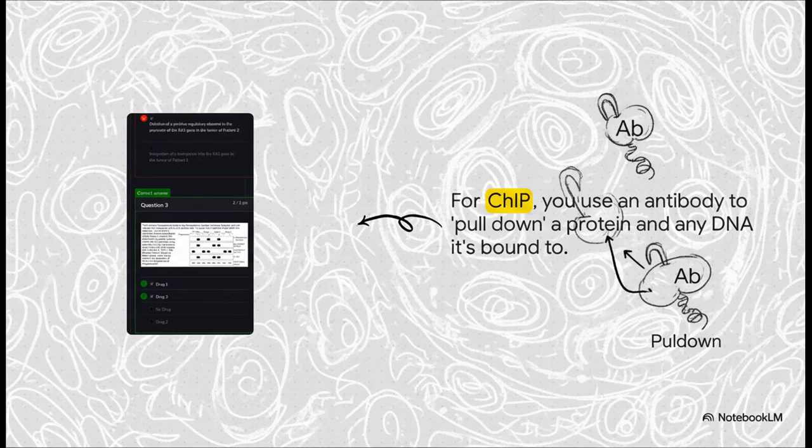This one's pretty cool. Imagine you have a special magnetic fishhook. That's your antibody. And it only catches one specific type of fish. That's your protein of interest. You dip it into the pond of the cell nucleus, and you pull out your protein. And guess what? You also pull out whatever it was holding on to, which in this case is the DNA.